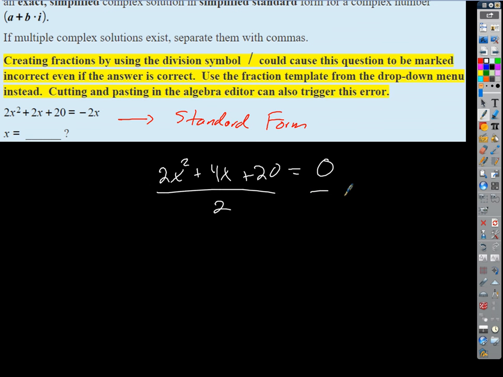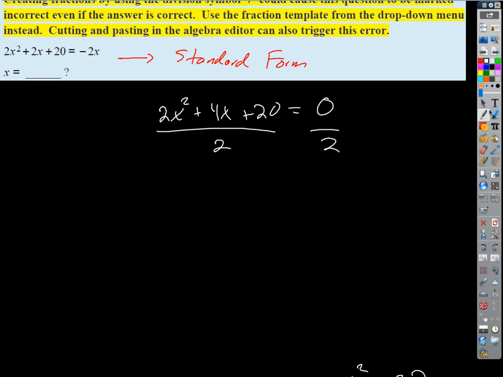If I divide each side by 2, look what we're going to get. The first term: what's 2x squared over 2? X squared, good. What's 4x over 2? What's 20 over 2? What's 0 over anything? Much better, right? Now we've got it in standard form, but we have smaller coefficients. It's easier to deal with. So what am I going to do next here?